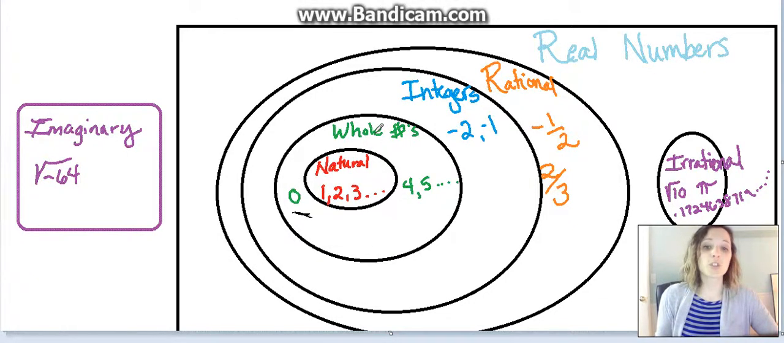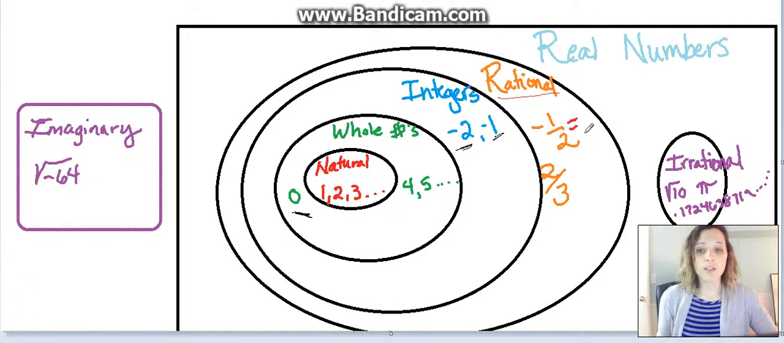All integers include all whole numbers. Integers are all positive and negative whole numbers. So the integer added the negative part. Then we move out to rational numbers. And a rational number can be written as a ratio or a fraction. So if you see something that's a fraction, it's a rational number.